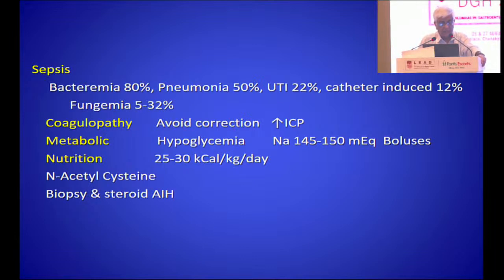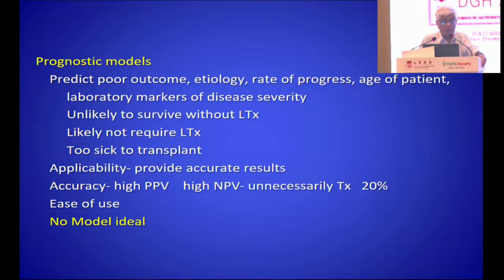Nutrition should be started as early as possible, and N-acetylcysteine has been shown to be of benefit both in acetaminophen and non-acetaminophen cases. So it's a fairly difficult situation deciding which patient should be taken up for transplant. We have to keep these things in mind. A patient who is unlikely to survive without a liver transplantation should be taken up. Those who may not require a liver transplantation are the group of patients who are improving, but there is a group which is too sick for transplant.